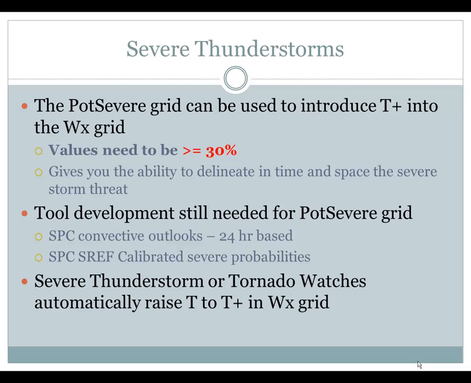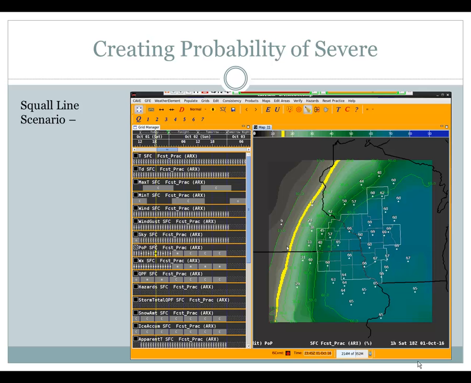Note that severe thunderstorm or tornado watches will automatically raise thunderstorm to severe in the weather grid, whether or not a probability of severe grid exists. So let's take a look at a couple examples of how we get severe wording into the weather grid.